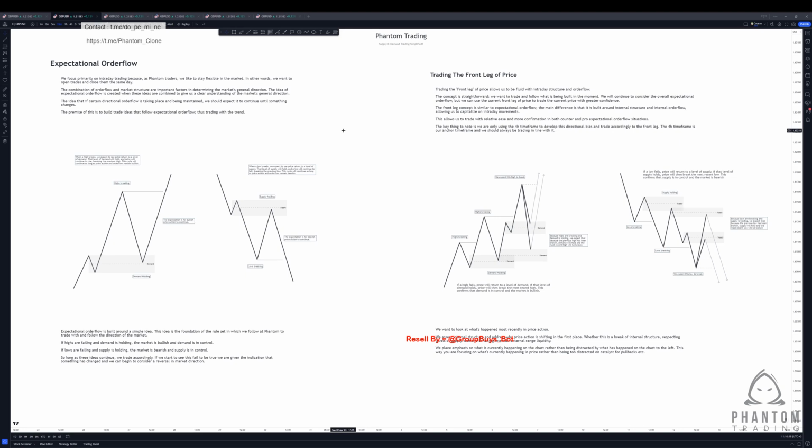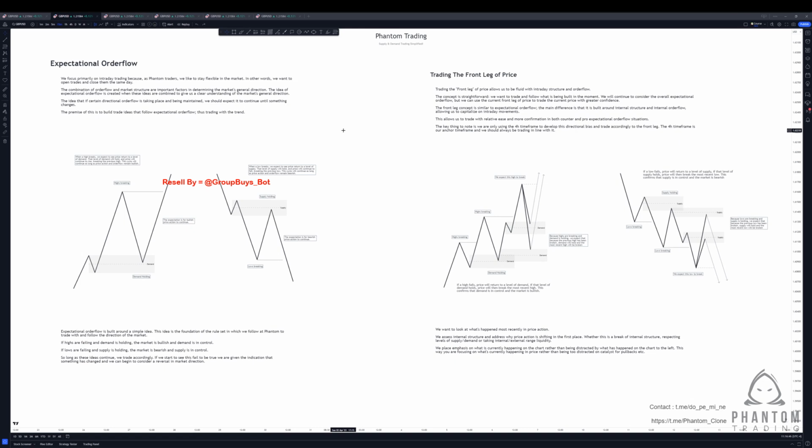The front leg concept is similar to expectational order flow. The main difference is that it's built around internal structure and internal order flow, allowing us to capitalize on intraday movements, whereas expectational order flow is a little bit more broad and focuses on swing structure and more prominent order flow that represents that swing structure. This allows us to trade with relative ease and more confirmation in both counter and pro expectational order flow situations.